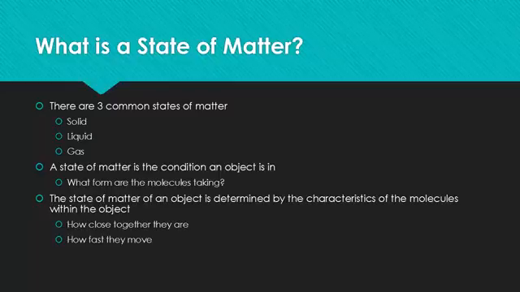The state of matter is the condition an object is in, or in other words, what form the molecules are taking. This means that the state of matter is determined by the characteristics of the molecules within the object. As an example, how close are the molecules to each other, or how fast or slow they're moving.